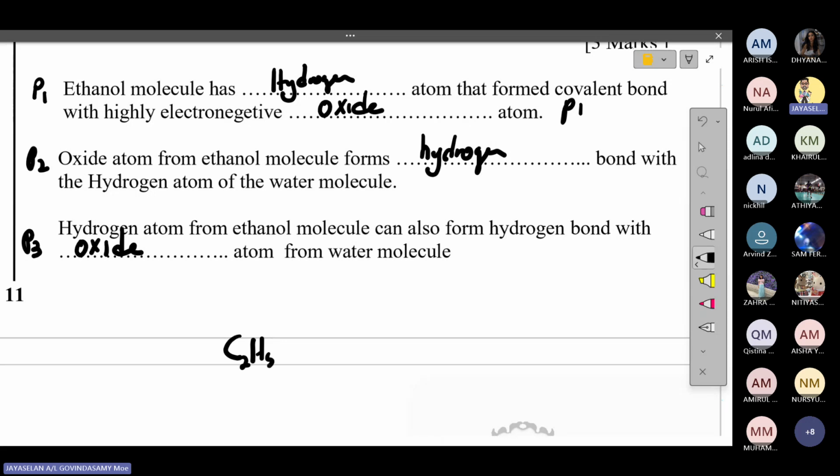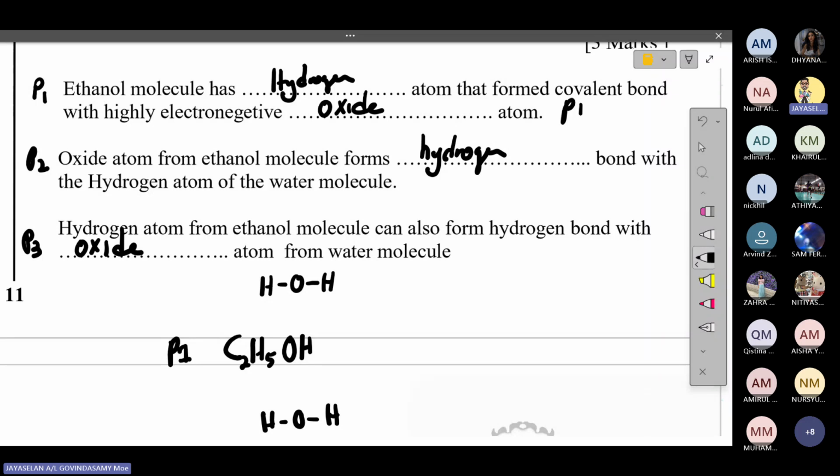C2H5OH. Okay, you write. One water molecule on top, one water molecule below. You put it. Your point one, you describe this one.